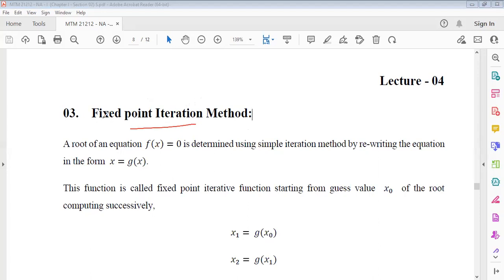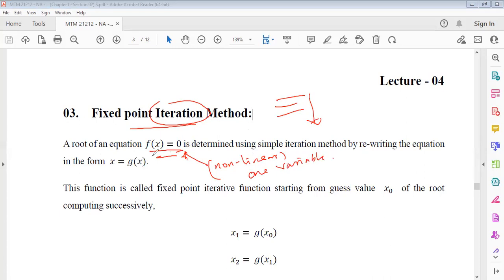Here we are also going to use the fixed point method with some iterations. Using the iteration method, we're going to reach our root, the root of the equation f(x) equal to 0. So this is a kind of non-linear, one-variable equation, isn't it? That's our goal. The root of this equation is determined using the simple iteration method, so this method is also called the simple iteration method.